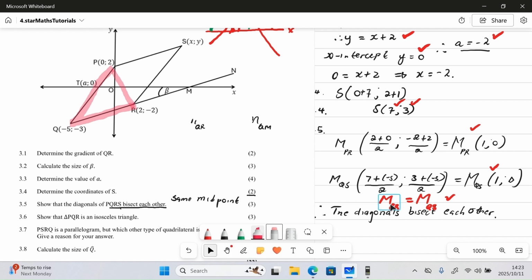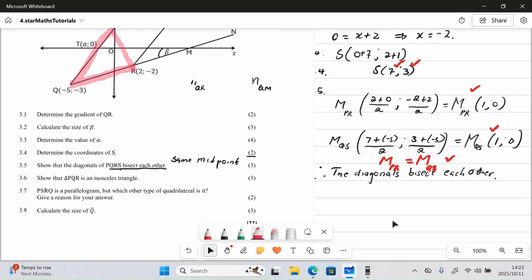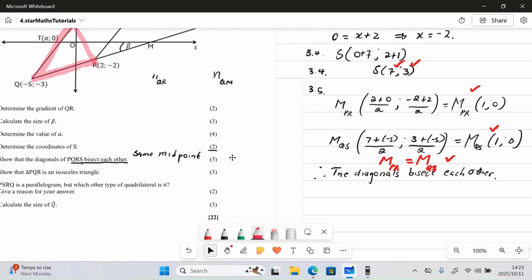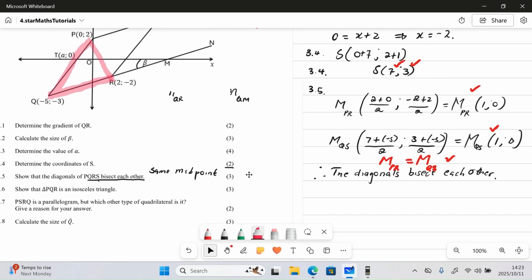So we must prove that it is an isosceles triangle. We cannot use the angles because it's going to take long to calculate the angles, but we can calculate the lengths. So we need to calculate the length of PQ, the length of PR, the length of QR, and check if it's an isosceles triangle. So let's start with the length of PQ.